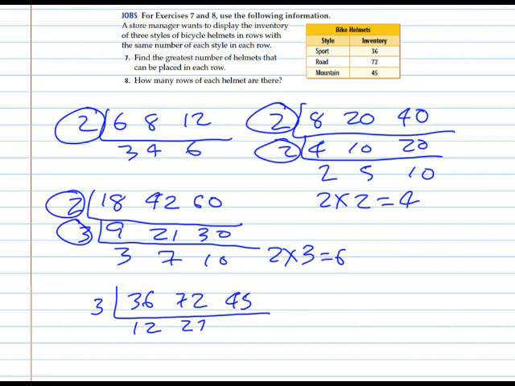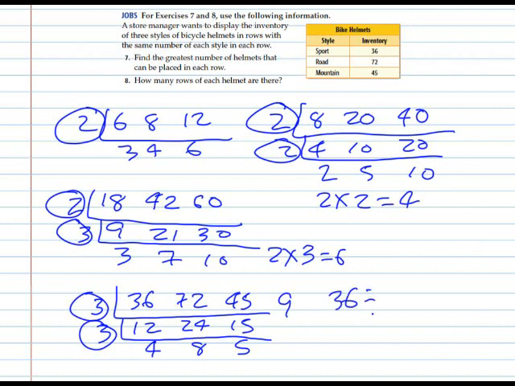These all have 3 as a common factor. 12, 24, and 15. I see 3 as a common factor again. I've got 4, 8, and 5. No common factors between those 3 other than 1. So my greatest common factor is 9. So the greatest number of helmets that can be placed in each row is 9.